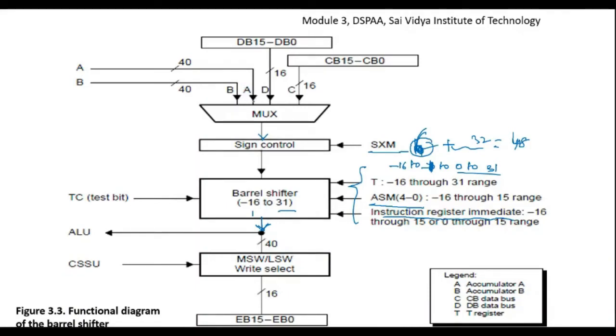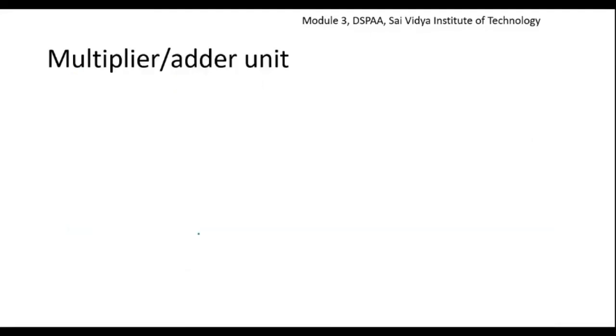So first is accumulator A, accumulator B, C is data bus C, and D is data bus D. C is CB0 to CB15, and D is DB15 to DB0. First write the most significant bit, that is DB15, then write the least significant bit, that is DB0. So here also CB15 is the most significant bit, CB0 the least significant bit. In between we have many other bits also. It is of 16 bits. So this completes the functional diagram of the barrel shifter.